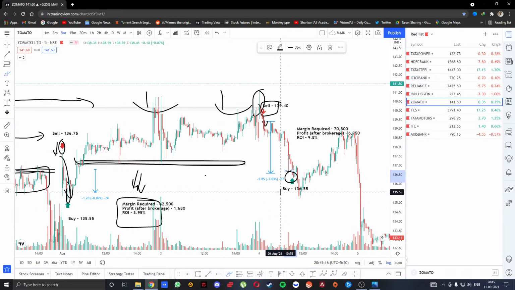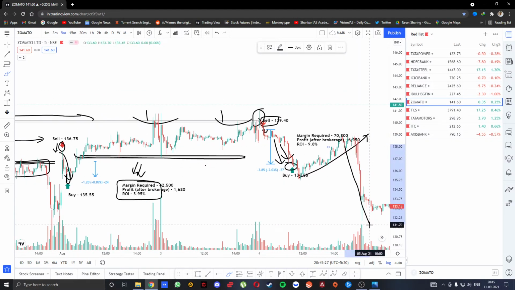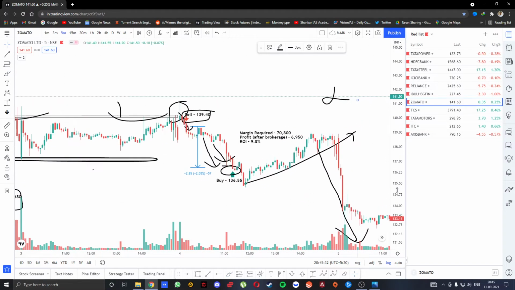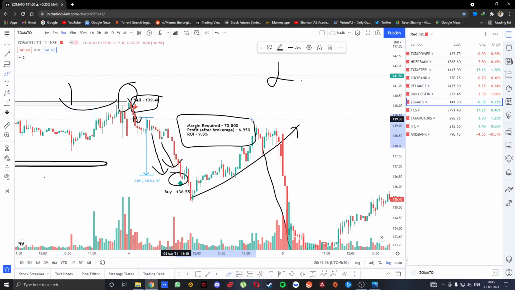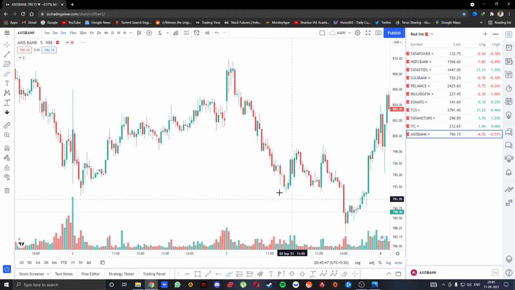And as you can see, the retail would have started short selling right here, and then what the stock does is it goes up, takes out their stop losses, and then continues down again. So it continuously keeps the retail trader on its toes. The trade details is right here. The stock moved 2% for my trade. Profit ROI was 9.8%.